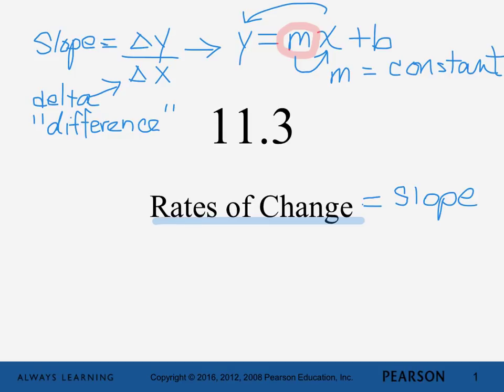If it was 1/3, it would always be y would change by 1 unit as x changed by 3. If it was 4, then it means that y changed by 4 units if x changed by 1. So this was all linear functions.